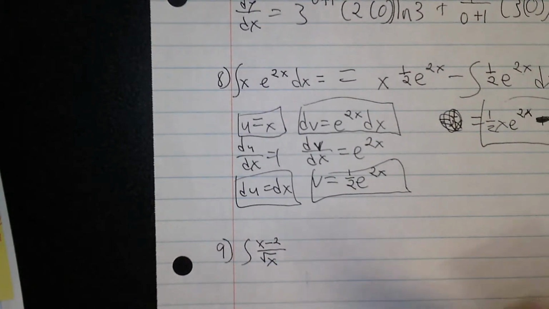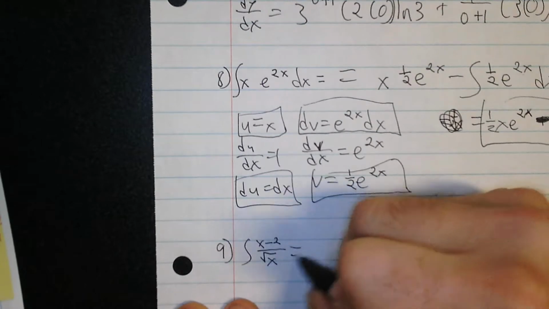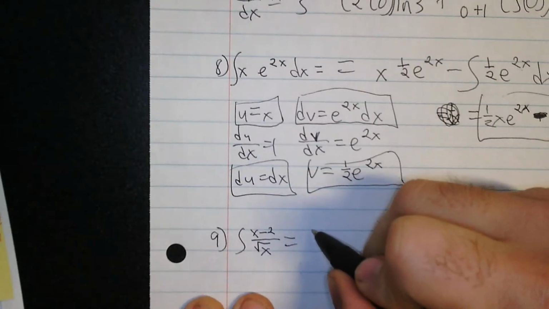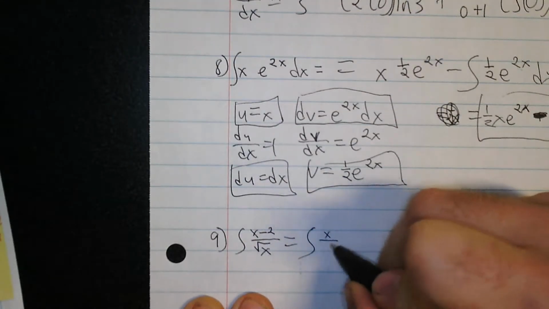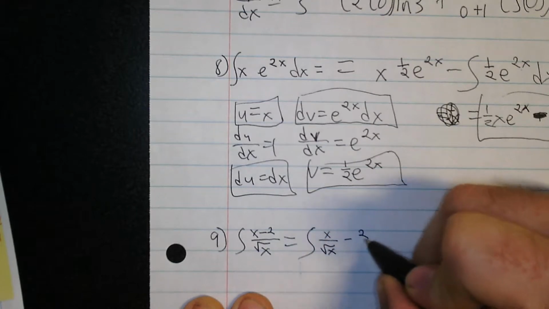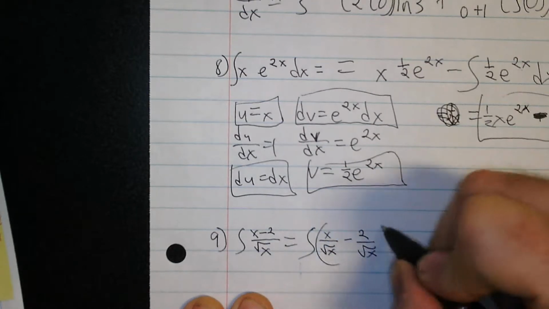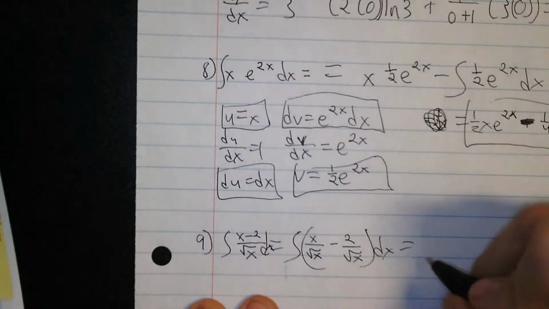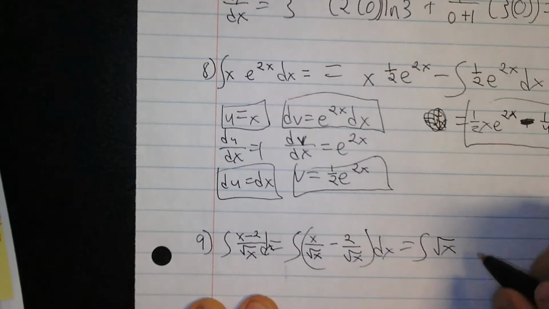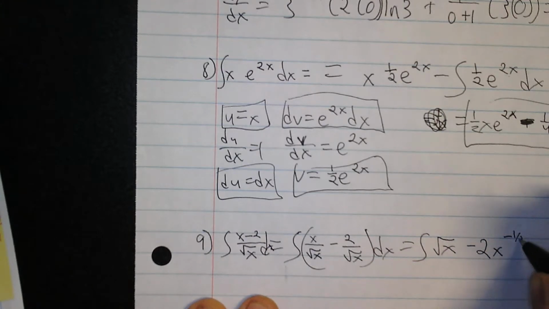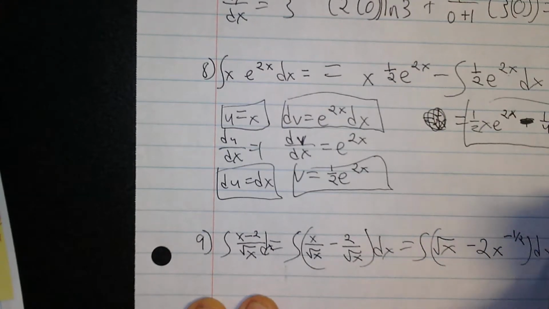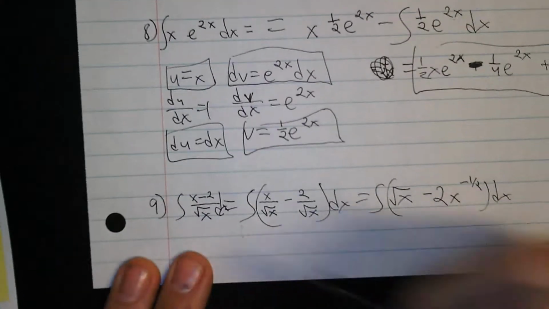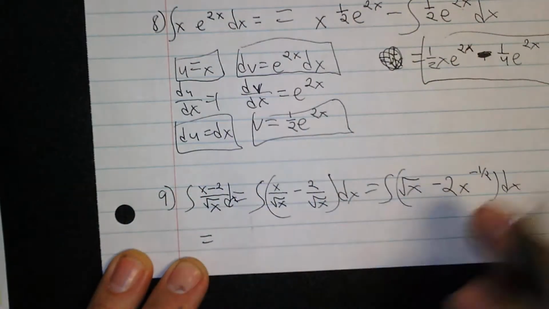Number 9, you're like, oh man, what is this? I don't know what this is. This is a gimmick. And remember, there are some simple algebra moves you could do. This breaks into x over the square root of x minus 2 over the square root of x, dx. So this is then just the square root of x minus 2x to the negative 1/2 dx. So you just rearranged it, then taking the antiderivative is not hard at all.